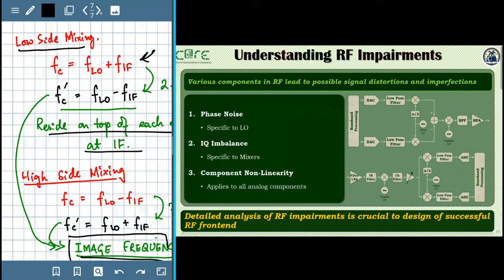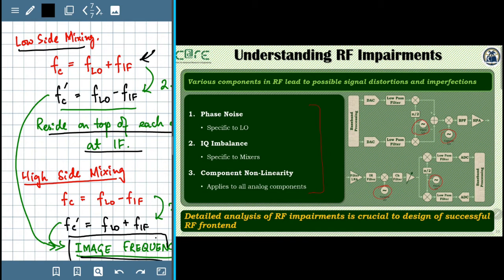So these are basically the various components in RF. These are the various analog components in RF that lead to signal distortions and imperfections. And there are basically three categories of such RF impairments. Phase noise, which is specific to the local oscillators. So wherever you see a local oscillator in the diagrams, there is an associated phase noise being generated.